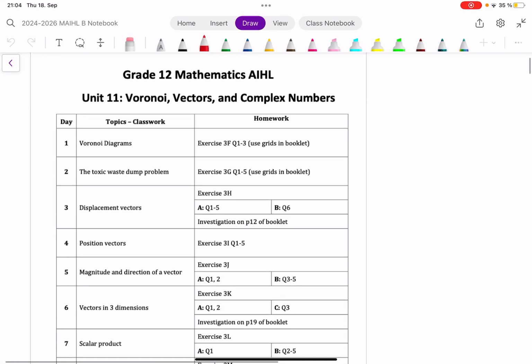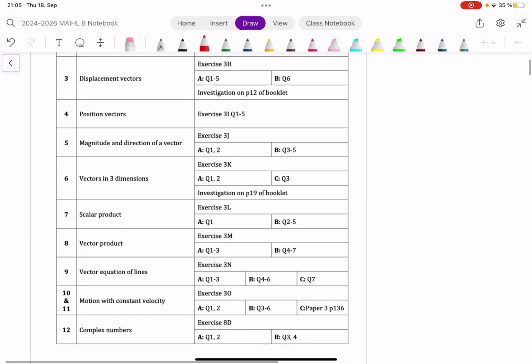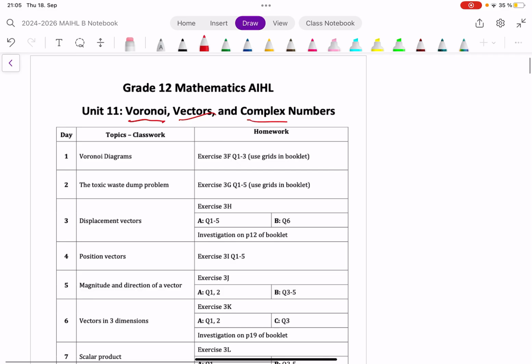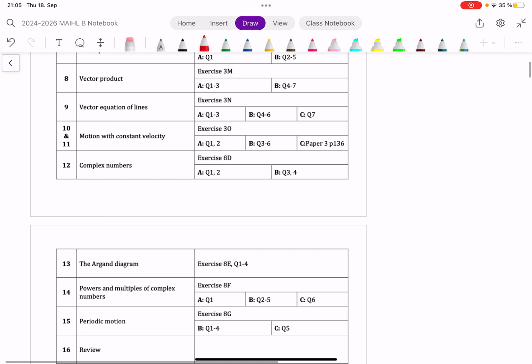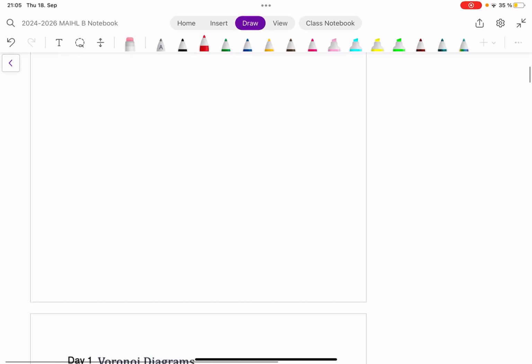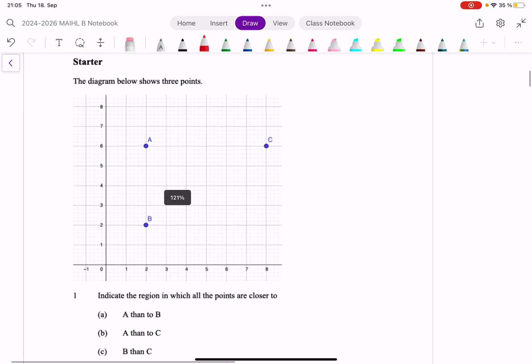Alright, so we're starting this unit 11. It kind of covers 3 separate topics, which are all relatively connected. That's why we put them together. We start with a couple days of Voronoi diagrams, which is really just an application of linear functions. And then we will dive deep into vectors. If you look through the thing, there's a lot of days on vectors. And then we explore this idea of complex numbers, which we'll talk about when we get there, but that's kind of the last bit of the unit down here. But this first section talks all about Voronoi diagrams.